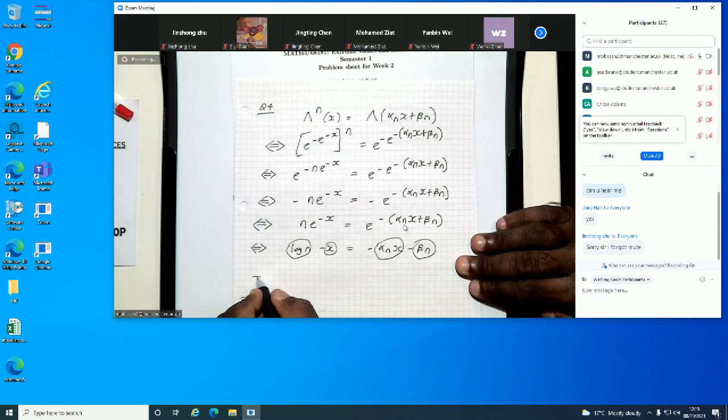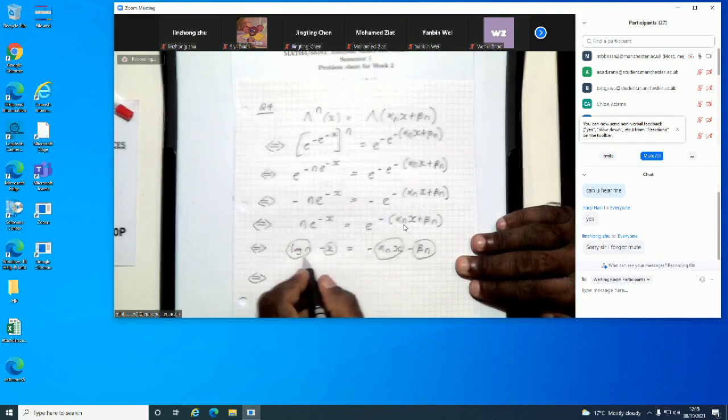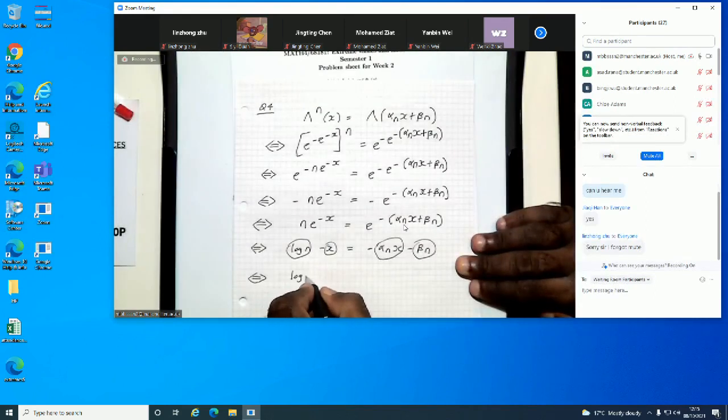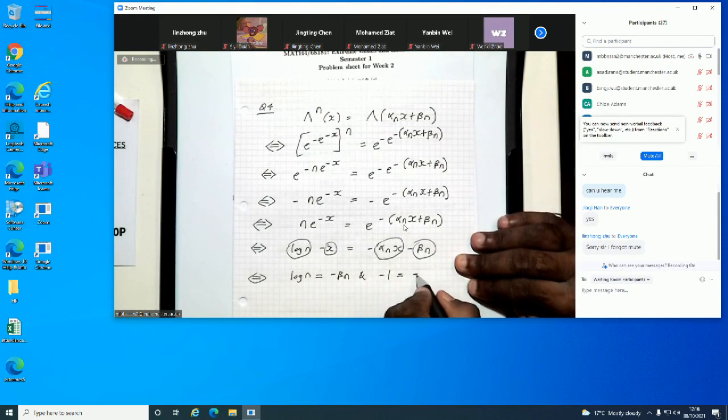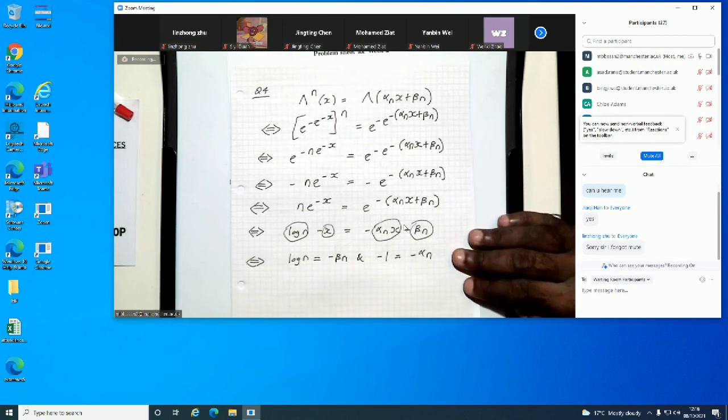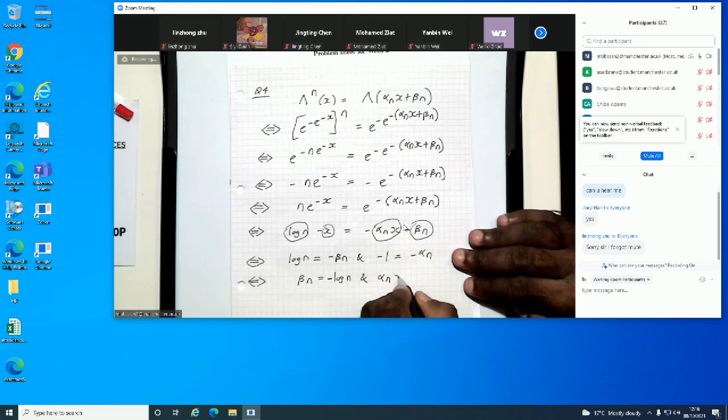So in other words, the constant on the left hand side is log of n. The constant on the right hand side is minus beta n. Right? And the coefficient of x on the left hand side is minus 1. And the coefficient of x on the right hand side is minus alpha n. Right? So what we have shown is that beta n is equal to minus log n, and alpha n is equal to 1.